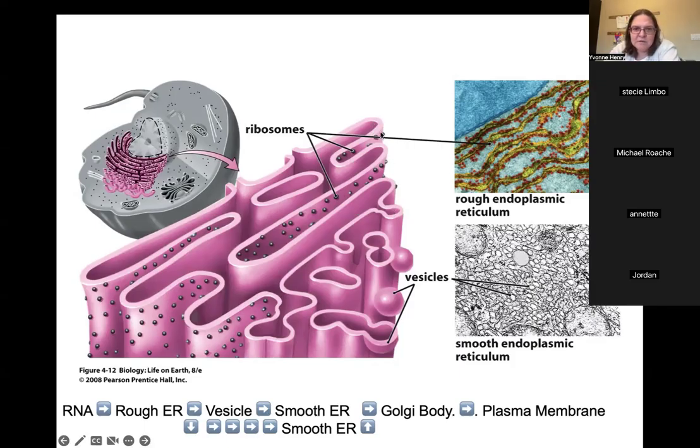So maybe this ribosome here has finished its protein. It's probably going to make a vesicle that pops off of the rough endoplasmic reticulum and moves to the smooth endoplasmic reticulum. So it will fuse, modify the protein, and then it'll let it go again. Okay. After it leaves the endoplasmic reticulums, it's going to go to the Golgi body, which will do more manipulation of the proteins, and then eventually to the plasma membrane to be released from the cell.